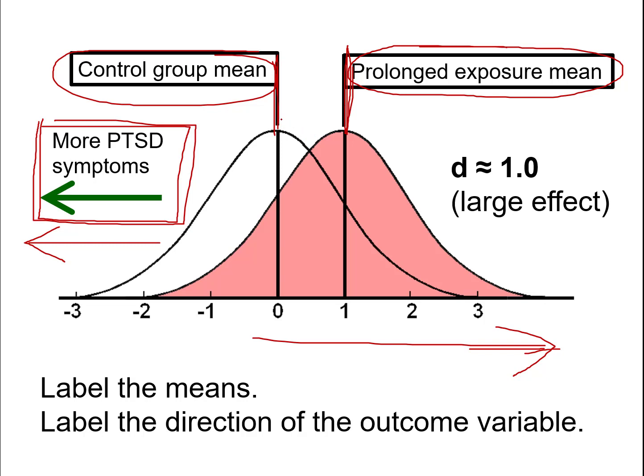And so now we can see that not only is there 1 standard deviation of difference between these two means, my picture now clarifies that the control group is having more PTSD symptoms because they're going more towards the left, and the prolonged exposure therapy is having fewer PTSD symptoms because their mean is going towards the right.